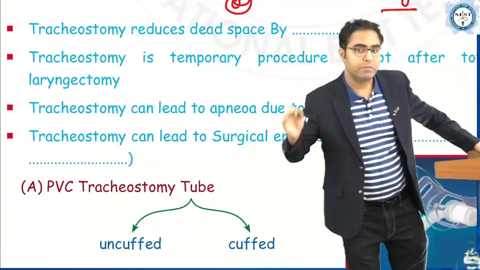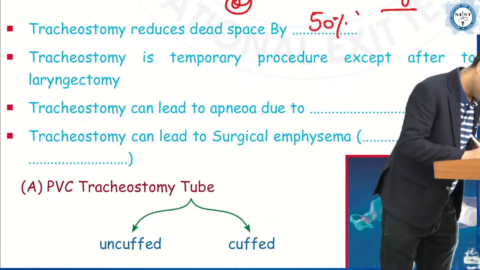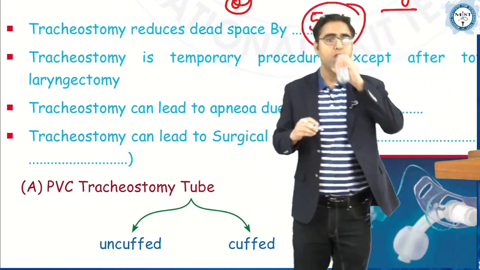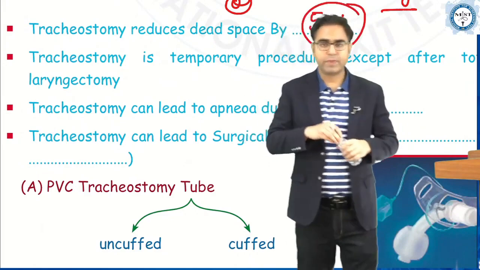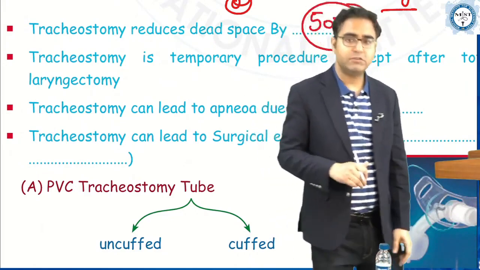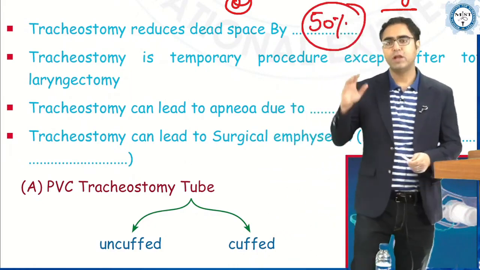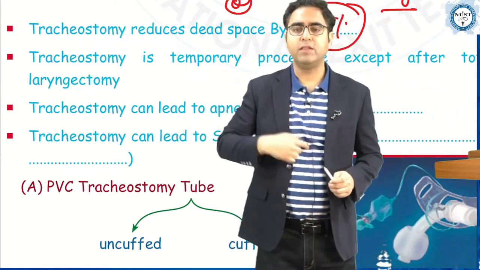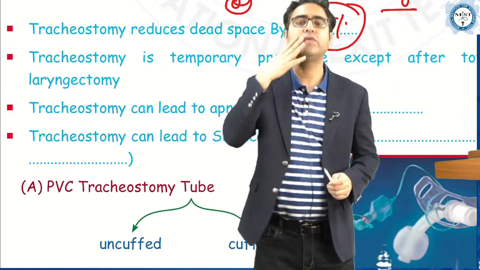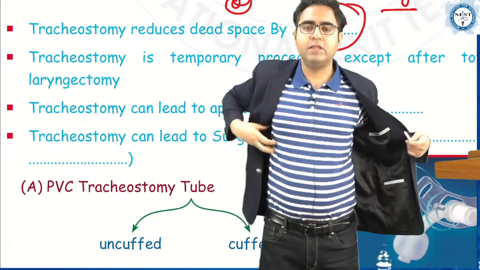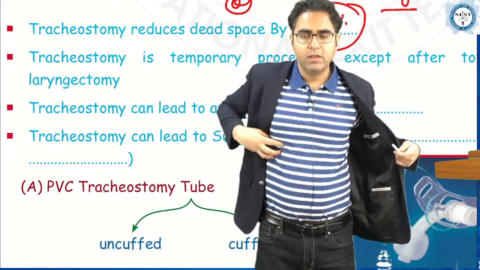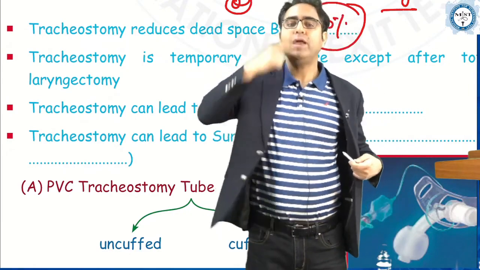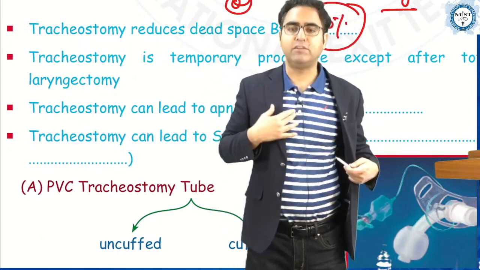Tracheostomy reduces dead space by 50%, beta. Now look at the screen, beta. What is dead space? It is physiology, not ENT. From here to here, the air goes to waste; there is no exchange of gases in this area. The only exchange happens in the alveoli, so the actual useful air is alveolar air. From here to here, the air goes waste in the passage. This is called dead space, beta.